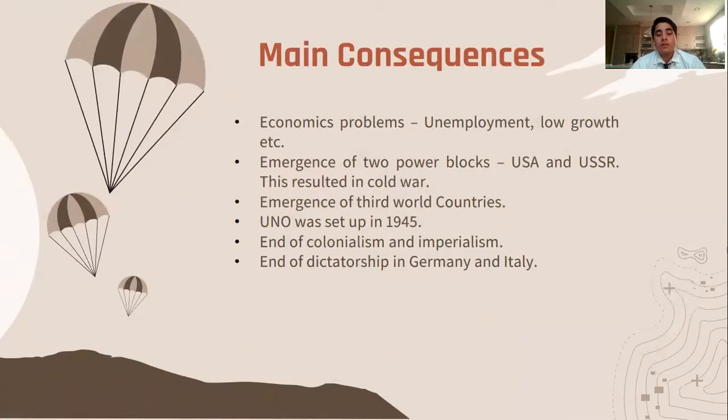Germany was divided into West Germany and East Germany. West Germany was controlled by Britain, France, and USA. East Germany by USSR. Strengthening of nationalistic movements in Africa and Asia. Those are the main consequences of World War II.